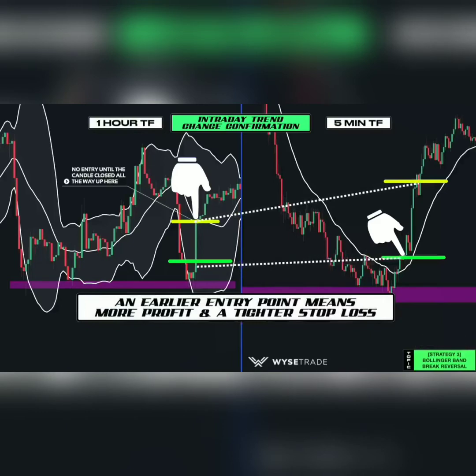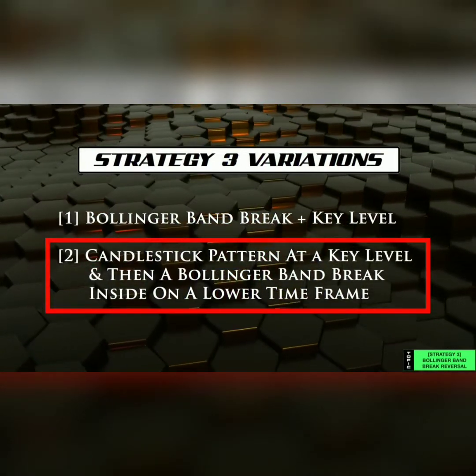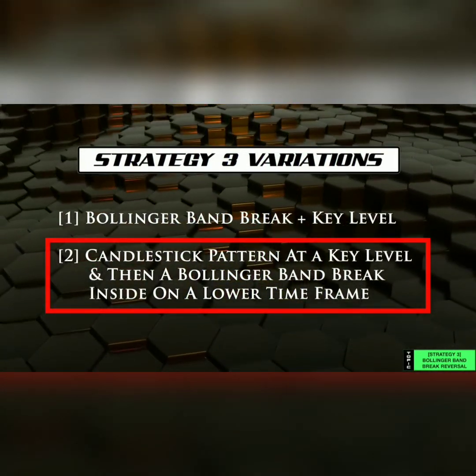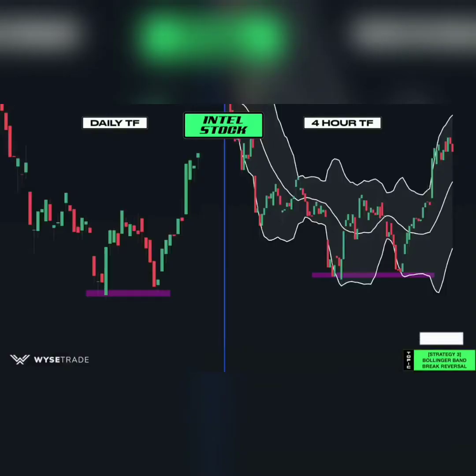So moving on to the next variation. Identifying a candlestick pattern at a key level and then looking inside on a lower time frame for a Bollinger Band break. So on the left is the Intel stock daily time frame, and on the right is the Intel stock 4-hour time frame. This reversal point here gives you your key level.